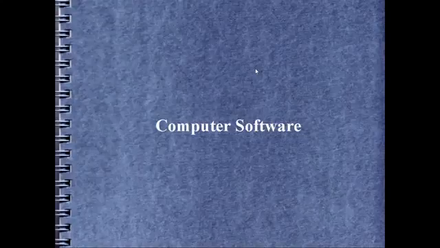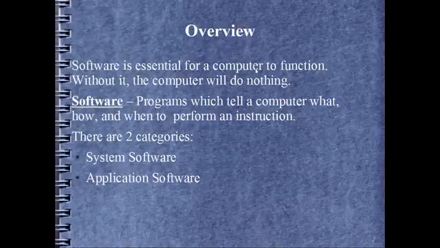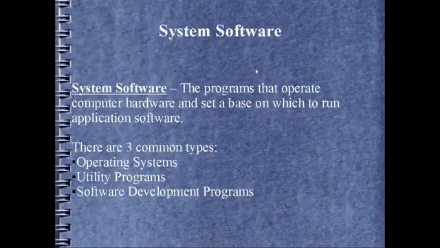Same thing as I said before, you're not going to learn to be an engineer from this. It's just basic understanding. Alright, with that said, software is what makes a computer useful. Without it, a computer is just really a huge paperweight. And software is just programs telling a computer what to do. There are two categories of software, and that's system software and application software. System software is the programs that operate hardware and allow other software to run. Three common types are operating systems, utility programs, and software development programs.